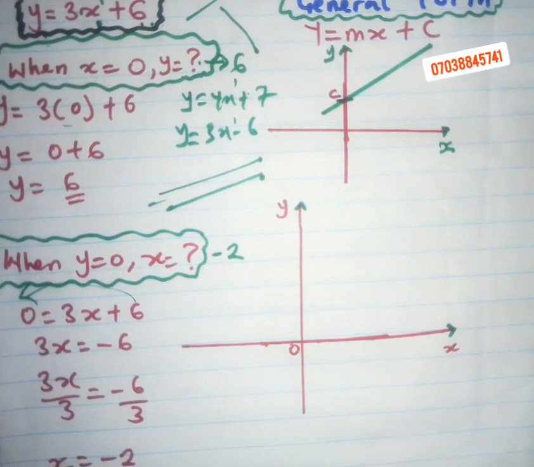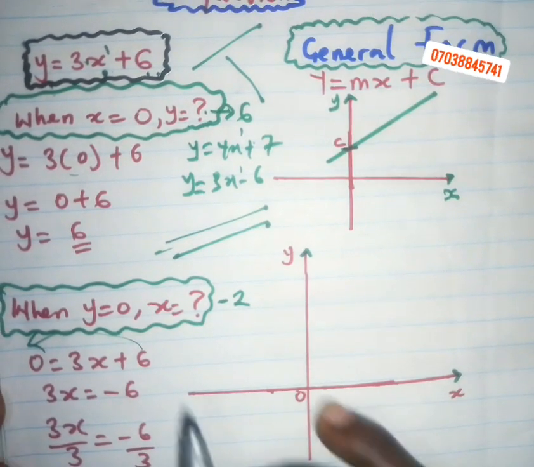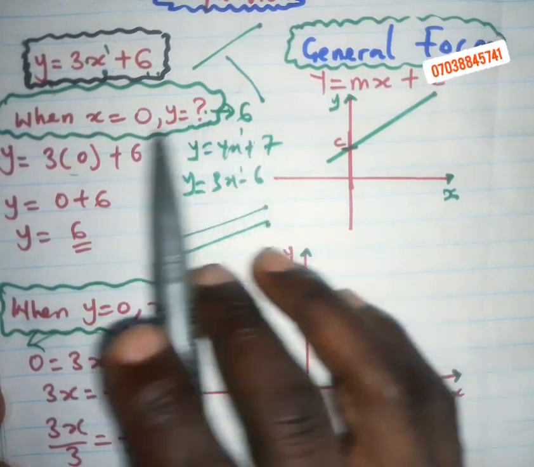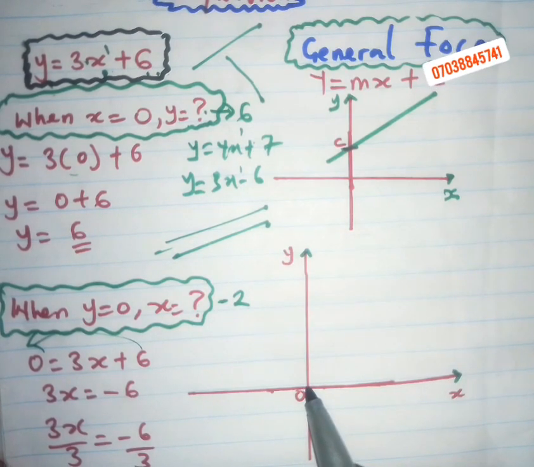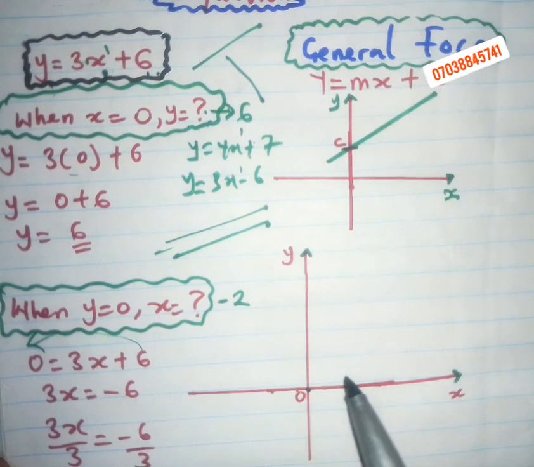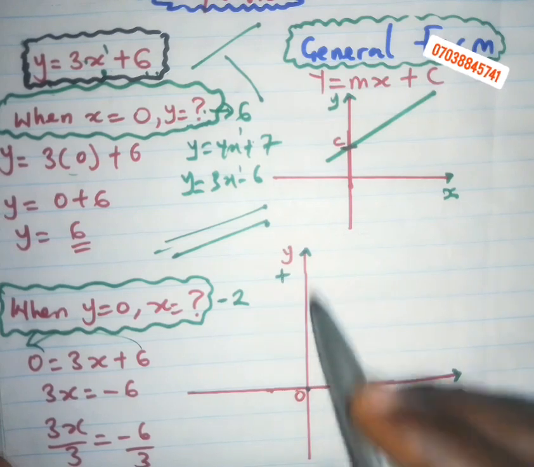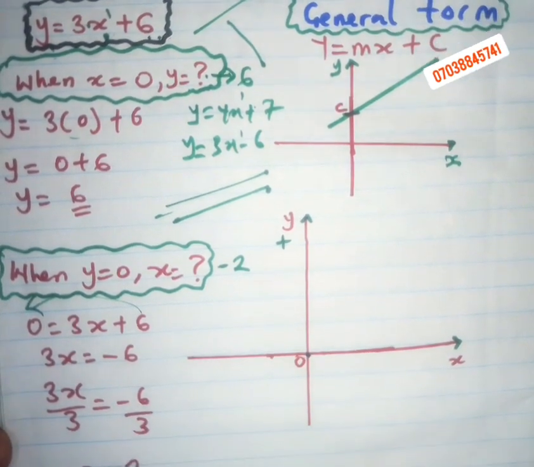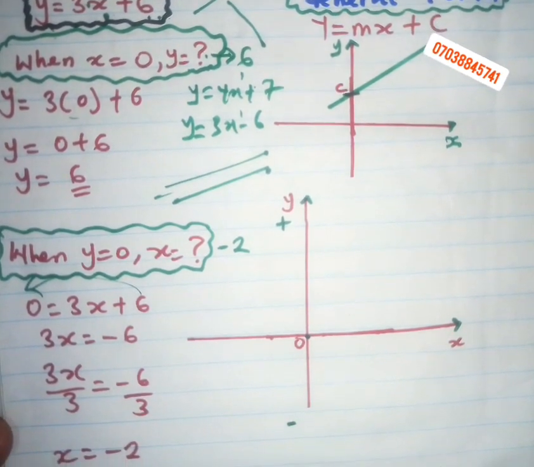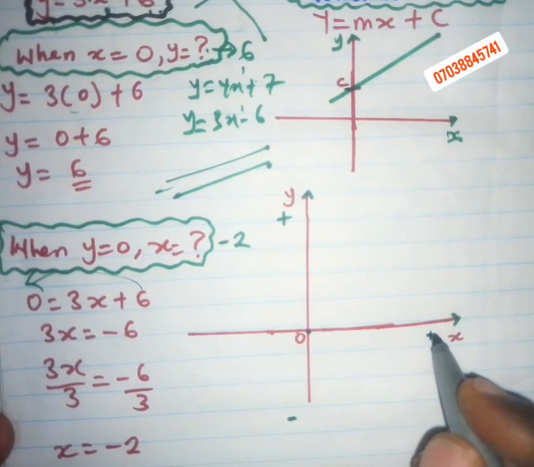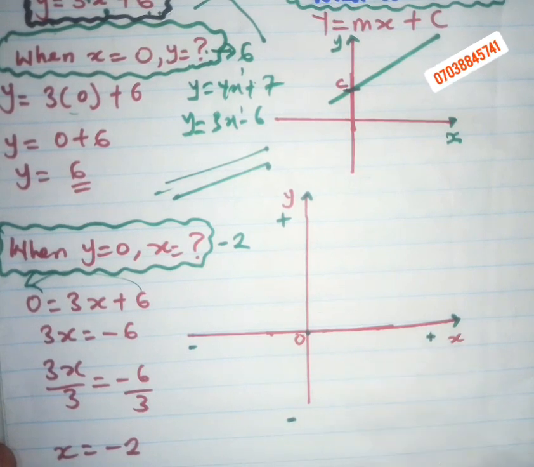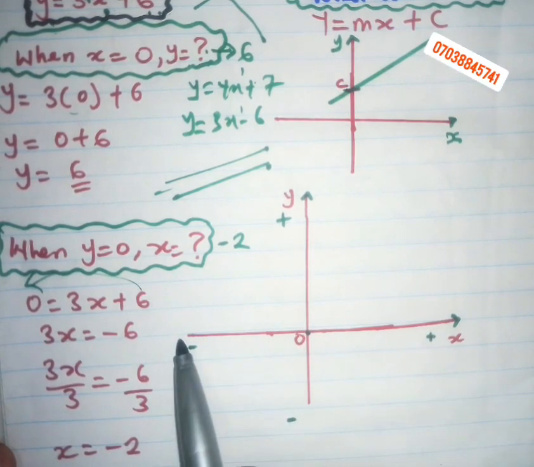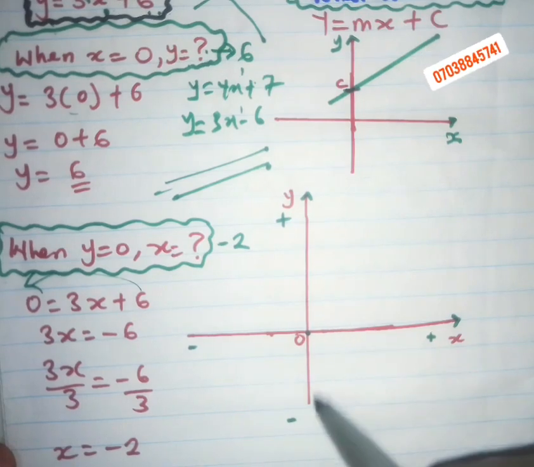So let's start with the first one. You already know from the first part that when x is 0, y is 6. This is the origin where x is 0. So you need to mark positive 6. Just as a recap, the positive values of y are at the upper part, and the negative values of y are at the lower part. While the positive values of x are on the right hand side, negative values of x are on the left hand side. So if it's something like minus 2, minus 4, minus 5, they will be on the left hand side for x. But for y, they will be on the lower side.